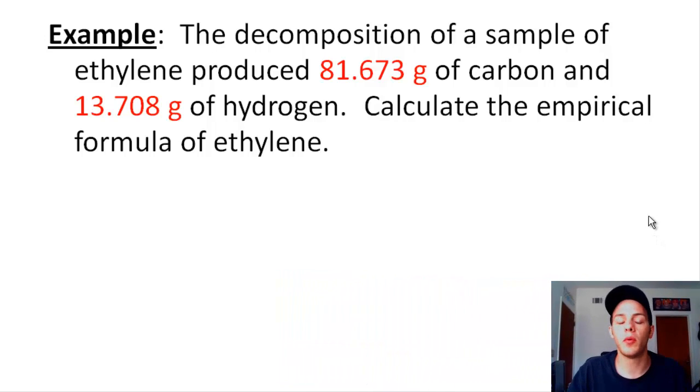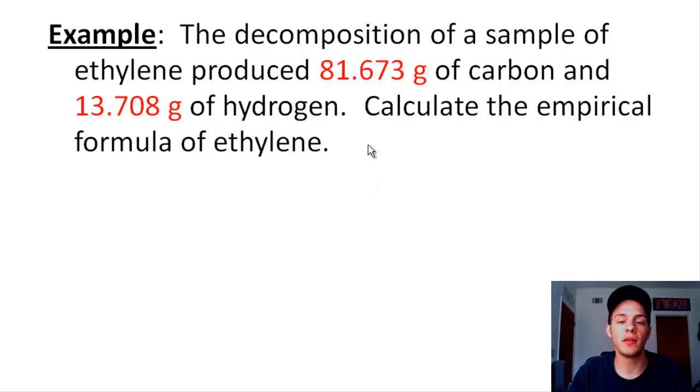So let's go ahead and do an example where we calculate the empirical formula of a compound given the masses of the two elements in that compound. This example says that the decomposition of a sample of ethylene produced 81.673 grams of carbon and 13.708 grams of hydrogen. Calculate the empirical formula of ethylene. So again, we start out with the relative masses of carbon and hydrogen in this sample of ethylene, and we're asked to calculate the empirical formula. And remember that chemical formulas don't show you the relationship between masses. They show you the relationships between the number of atoms or the number of moles of atoms.